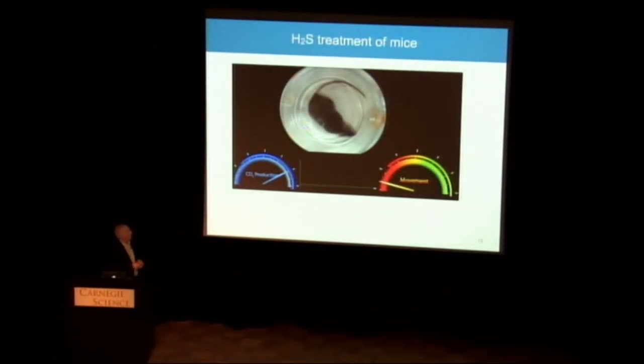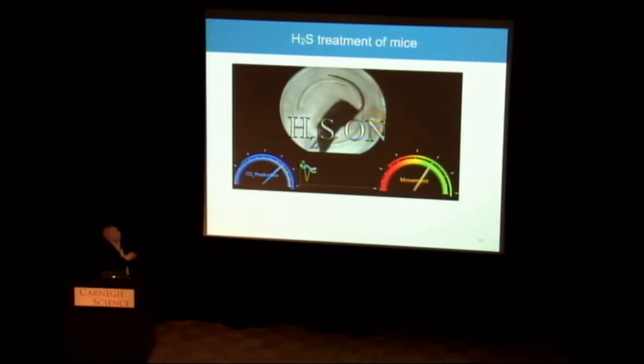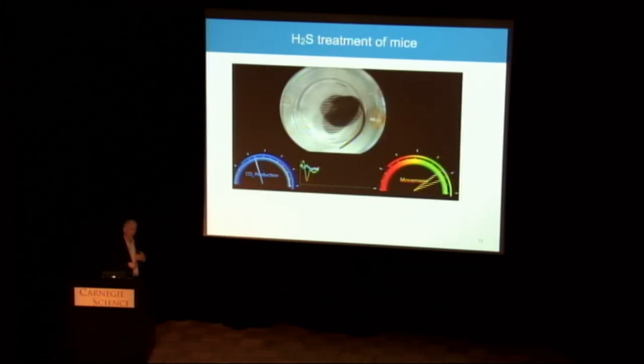So he did an experiment, and you're going to see a mouse. We're going to measure its oxygen consumption, because every time you burn oxygen, you make CO2. What you're going to see in this movie is that the mouse is going fine. It's consuming oxygen, moving like crazy. In a few seconds, hydrogen sulfide is going to flash into the cage. There it goes. And now you're going to see the mouse slow down.